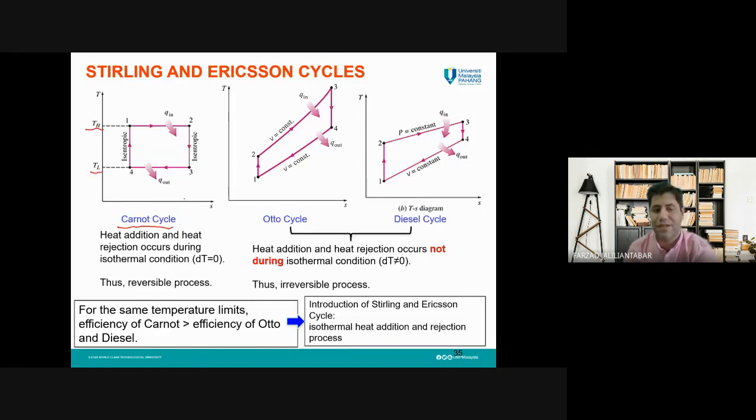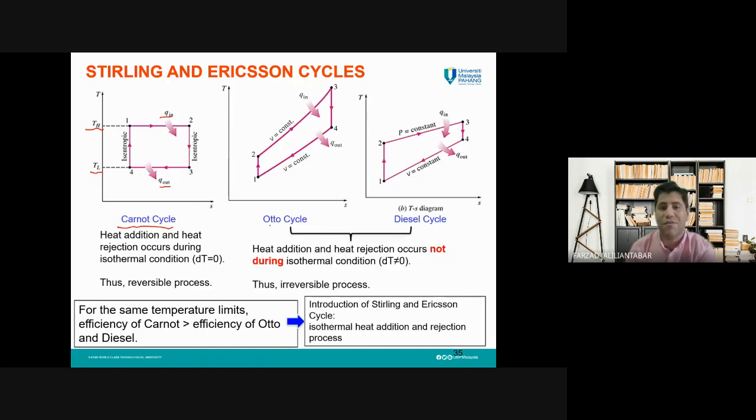This is the TS diagram for the Carnot cycle. You can see here we have two isothermal processes and two isentropic processes. Constant volume and here the constant temperature, actually. So let's compare it with the cycles whose characteristics you have already seen.